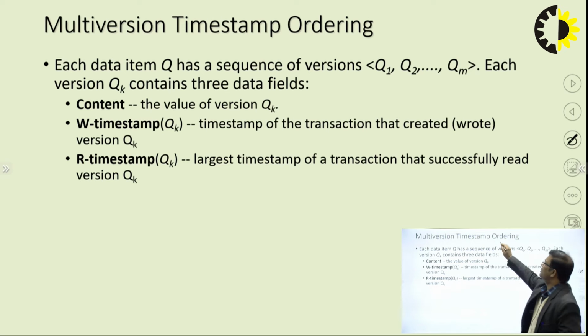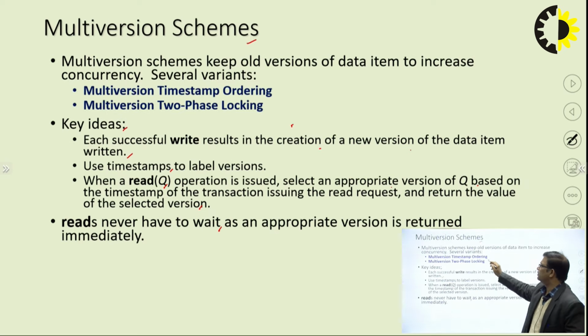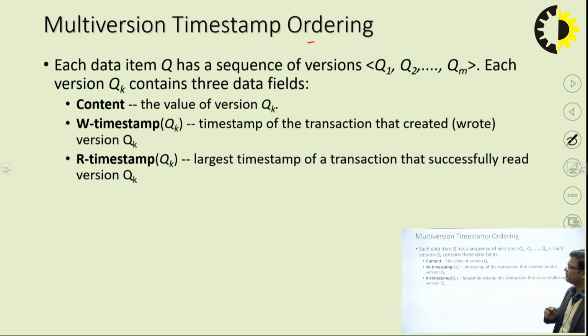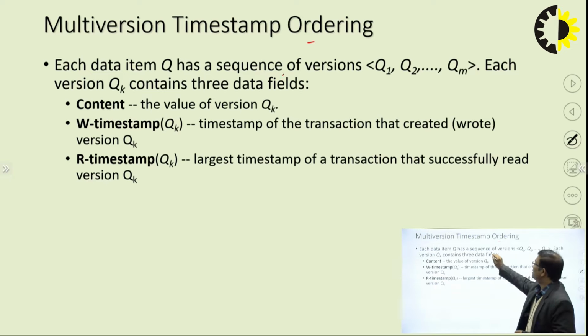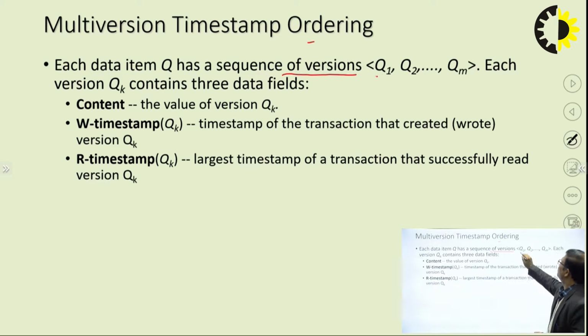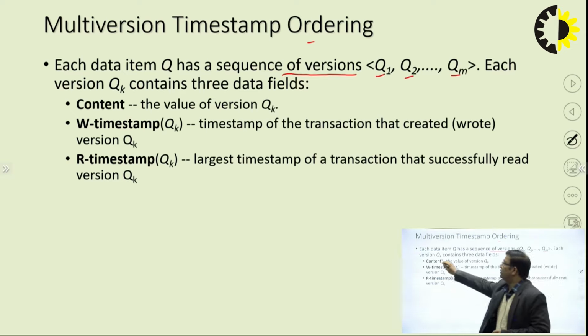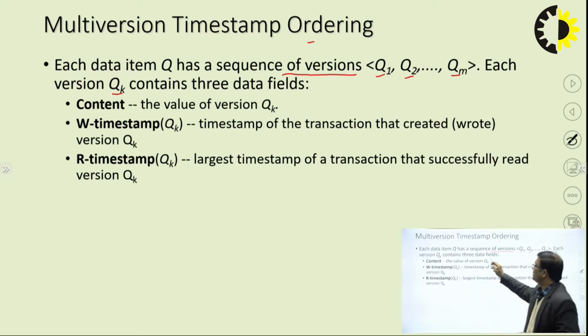So, multiversion time stamping ordering. We will discuss these two different types: multiversion time stamping and multiversion two-phase locking. First we will discuss multiversion time stamping ordering. Each data item Q has a sequence of versions, that is Q1, Q2 up to Qn. Each version Qk contains three fields.